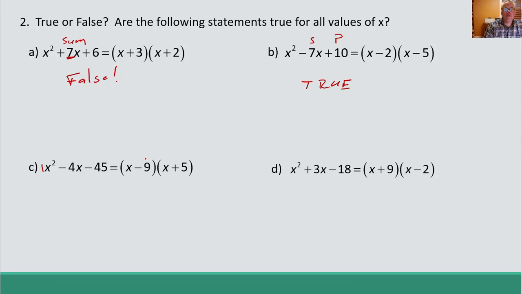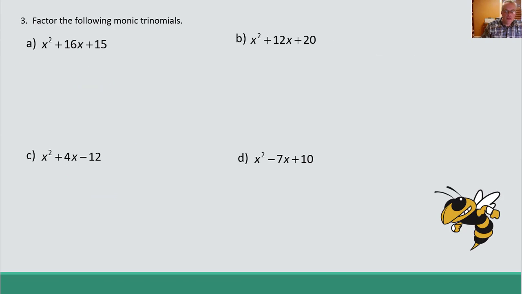All right, let's check this out. Negative 9 plus 5x is negative 4x. This works. Negative 9 times 5 is negative 45. That is the product there. So we have these two numbers have the right sum and the right product, so it's true. Okay, let's check this one out. Let me see. This should be the sum of the numbers. This should be the product. 9 plus negative 2 is 7, not 3. This statement is false.